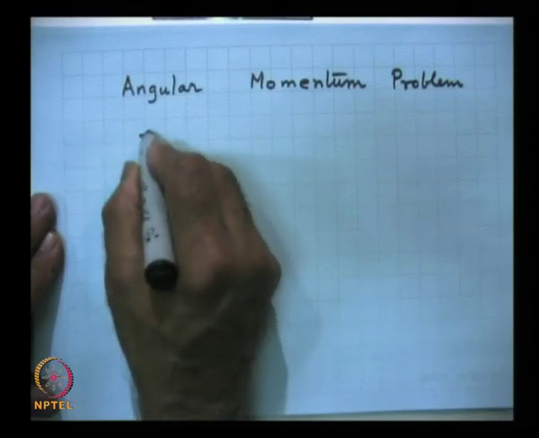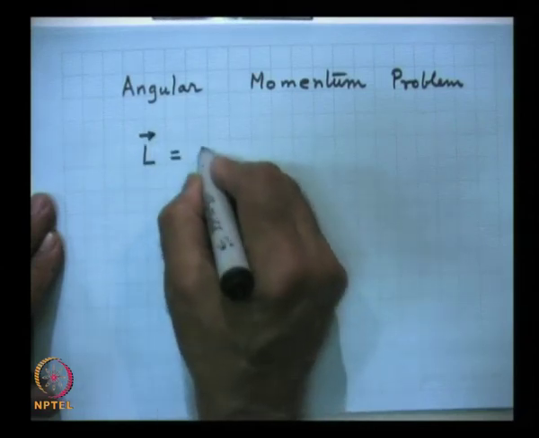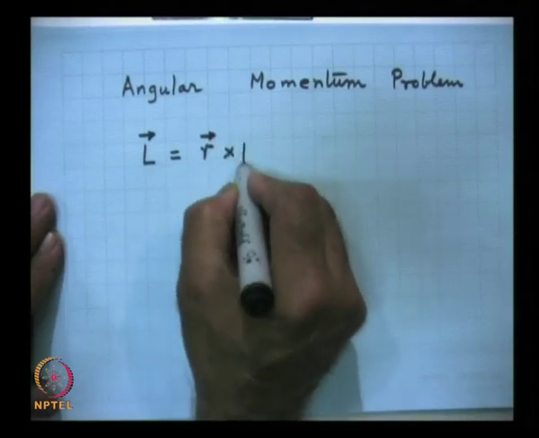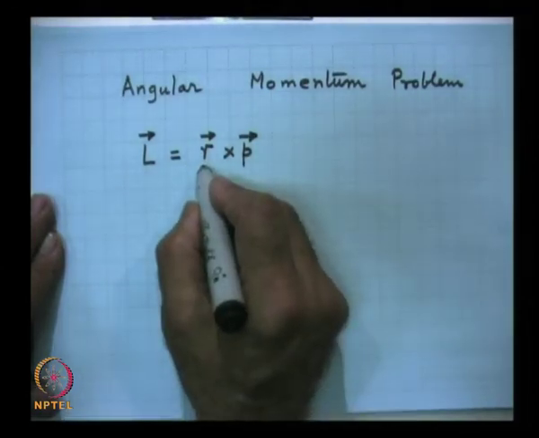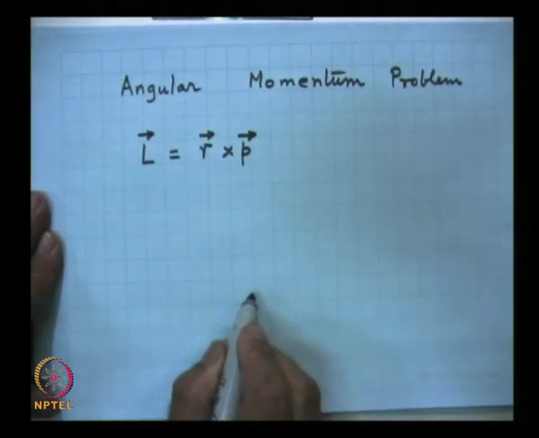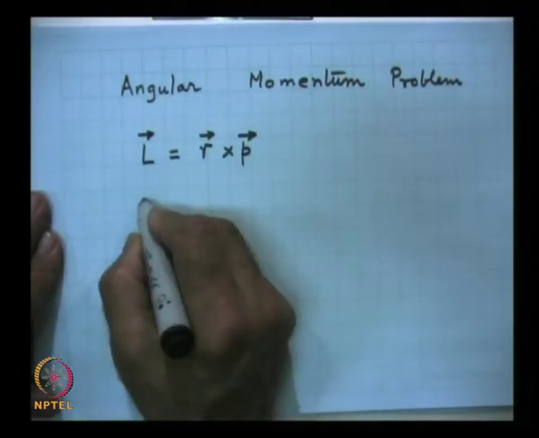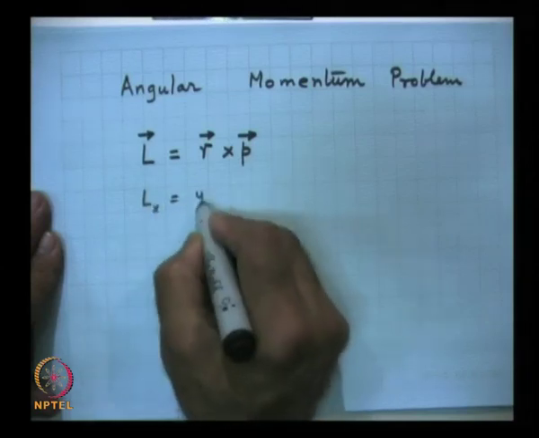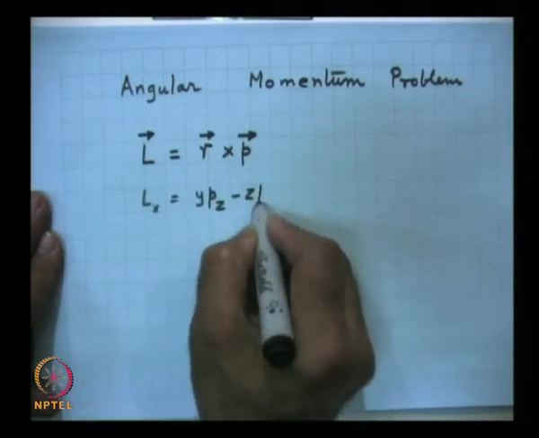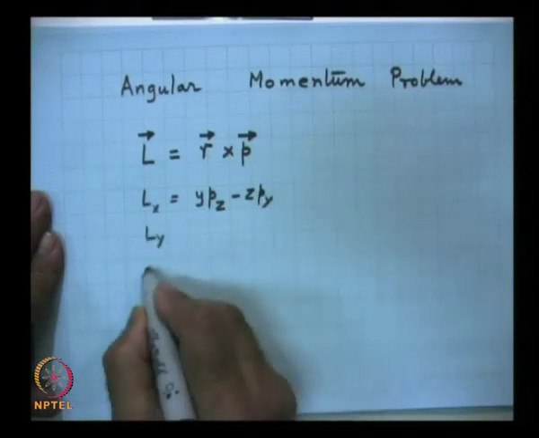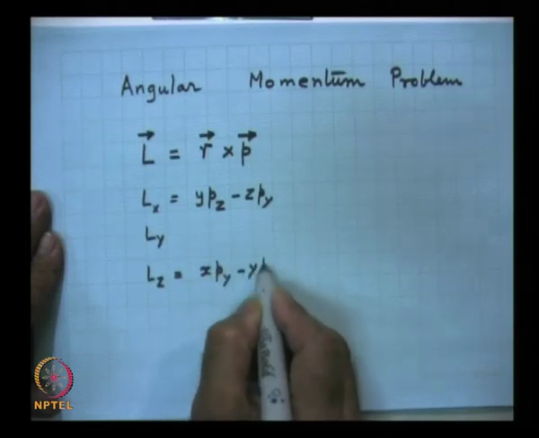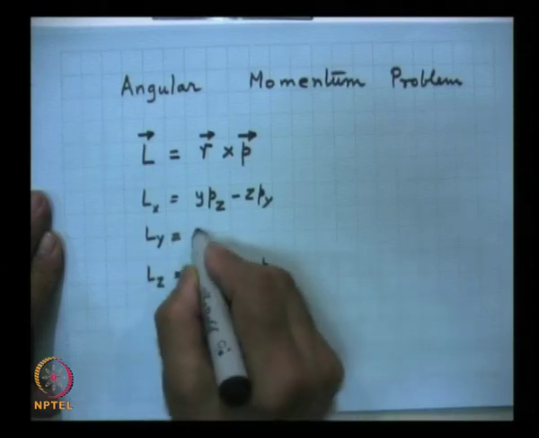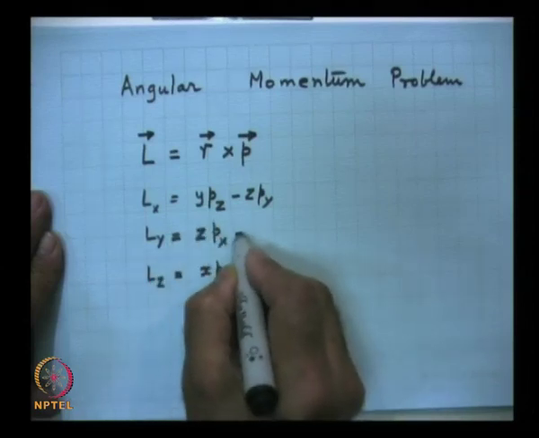In classical mechanics, the angular momentum of a particle, as you all know, is defined by this vector relation: L is equal to r cross p, where r is the position vector and p is the momentum vector. So, Lx will be y pz minus z py, similarly Ly, and similarly Lz. Lz will be x py minus y px, and Ly is z px minus x pz.